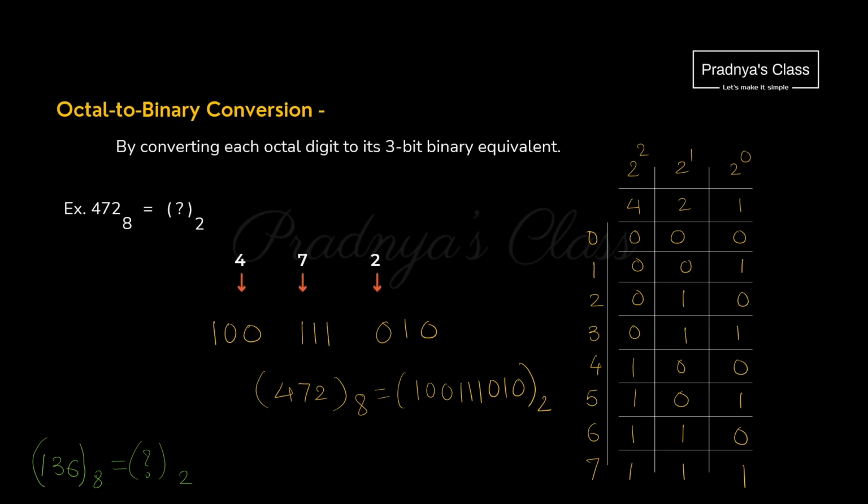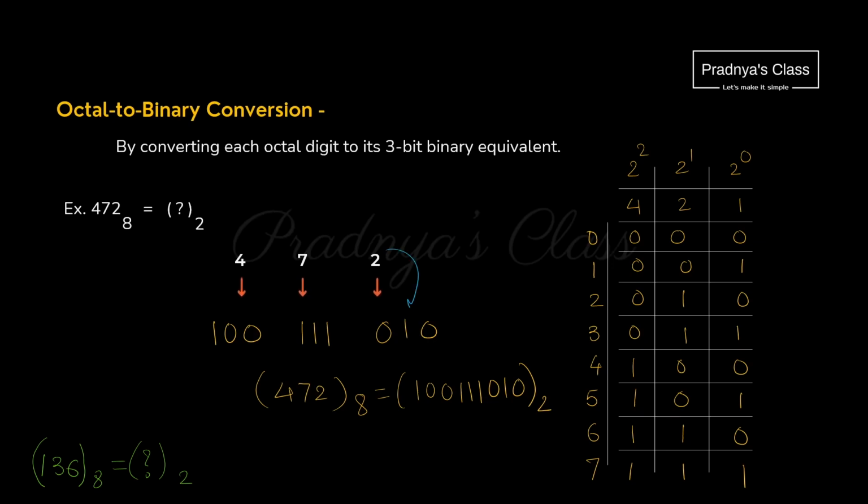Now you do it yourself. How will you get 5, how will you get 6, how will you get 7? 5 means 4 plus 1. So here it is. 6 means 4 plus 2. So we are writing the bits as 1 in those columns. 7 means 4 plus 2 plus 1. All the bits are 1. In this way we get the binary equivalent. I would suggest writing this table the first time to get the practice. Later on you can do it directly.